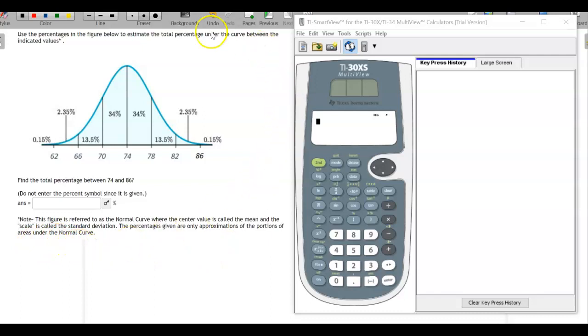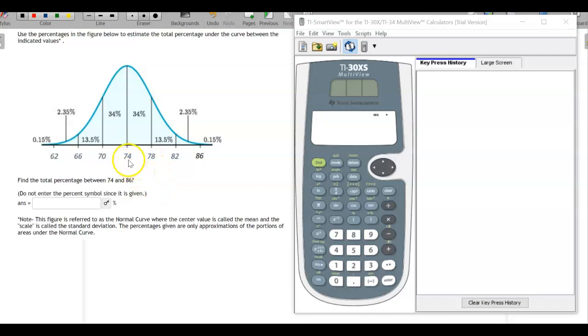So basically what this is saying is this 34% indicates that between 74 and 78, if those were like test scores, for example, 34% of the scores would be from 74 to 78. And 13.5% of the scores would be from 78 to 82. You've probably heard of grading on a curve before, and this is what that would indicate, something like that.